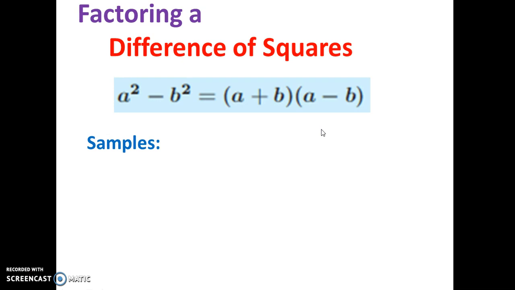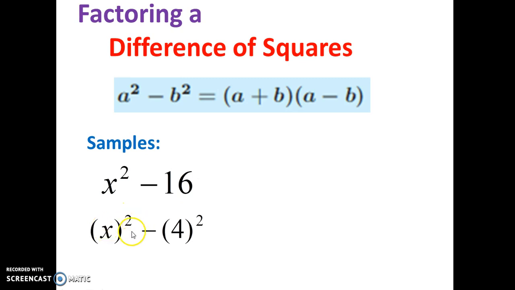Let's look at an example. x squared minus 16. This is something squared, this is also something squared, and they're being subtracted. So it's a difference of squares. So I'm going to rewrite it in this form. What is being squared here? x is being squared. And on this side, what's being squared here? It's a 4. 4 is being squared.